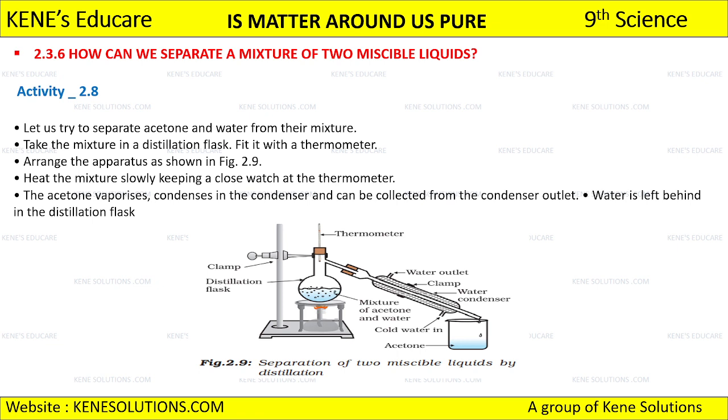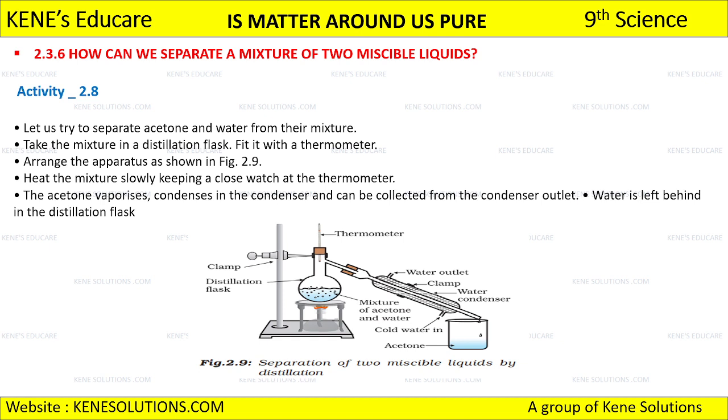What are we going to do? We are going to separate acetone and water from the mixture and take the mixture in a distillation flask, fit it with a thermometer. Now can you see the distillation flask, the round bottom flask, and in that you have to fit a thermometer. Arrange the apparatus as shown in the figure, and then once everything has been arranged, heat the mixture slowly, keeping a close watch at the thermometer. You will start heating the mixture slowly, and you have to look at the temperature of the thermometer very carefully, okay?